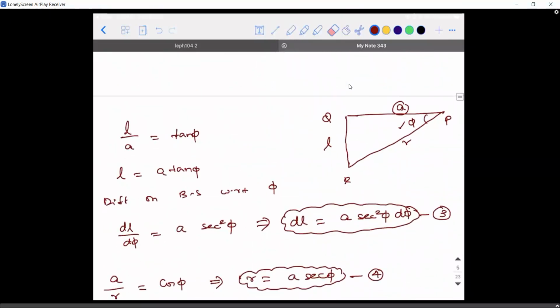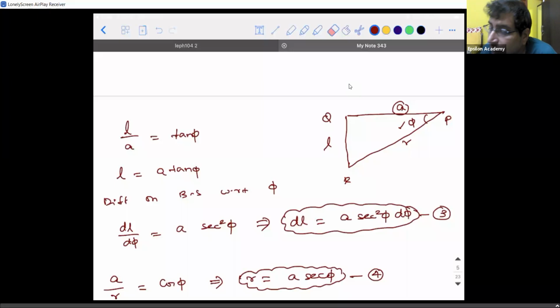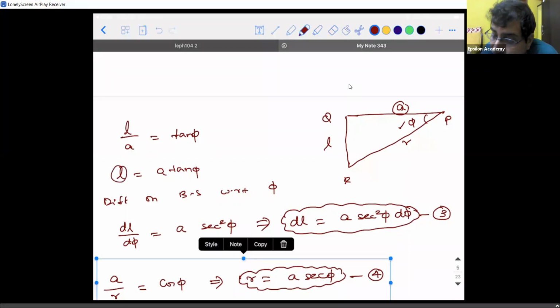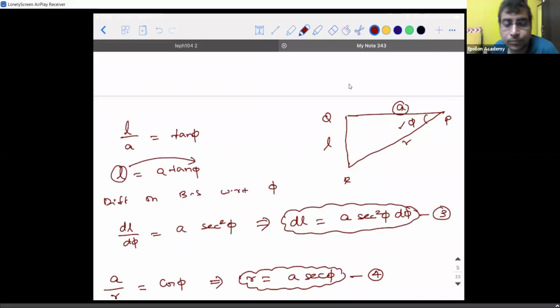See, Mithun asked a question, why are we differentiating with respect to phi? Because, see, reason is very simple. L in this mathematical equation is a function of phi. So whichever is a variable, you need to differentiate it with that value. That is why I differentiated with respect to phi.